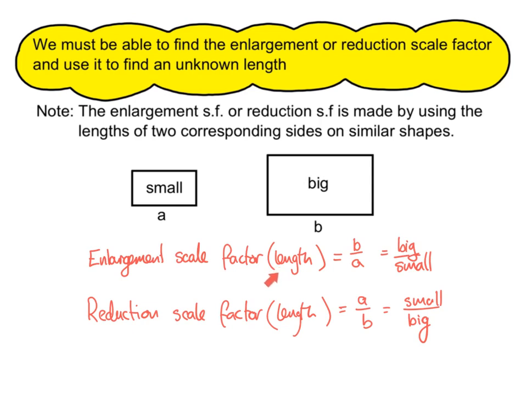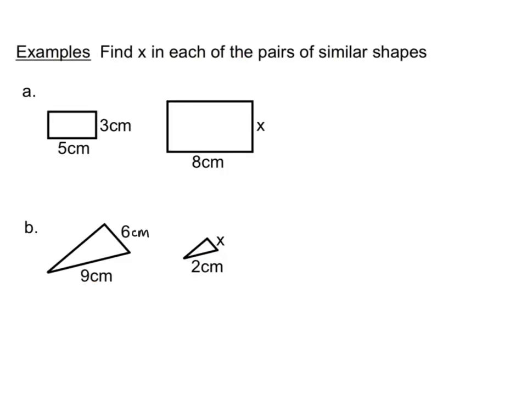So it's a good habit to get into now to make sure you're saying which enlargement scale factor we're dealing with. So these are lengths we're dealing with in this case. So just putting a little bracket next to enlargement scale factor to say it's a length you're dealing with is a good idea. We'll now go on to the next slide and we'll look at how we can actually use this enlargement scale factor or reduction scale factor to find an unknown length. So in these two examples here, what we're being asked to do is find the unknown value x.